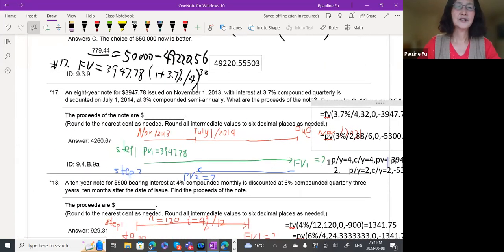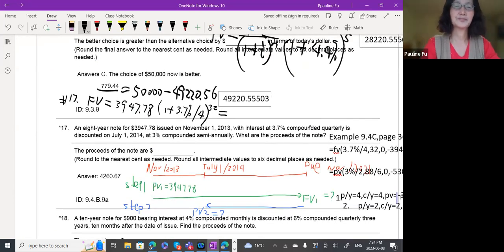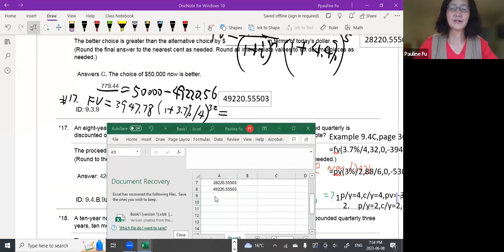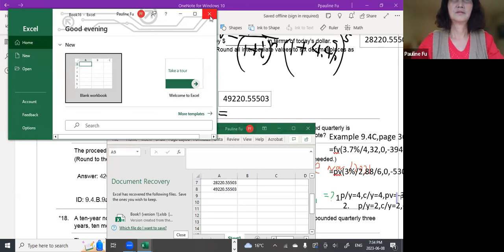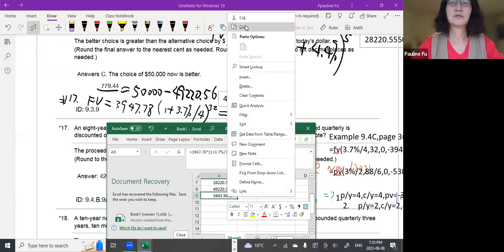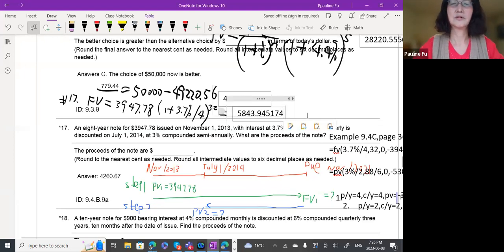Okay. So after that, we use Excel to get this number. So we need to calculate 3,947.78 and bracket 1 plus 3.7% divided by 4 raised to power 32. Okay, and this is the result. This is the future value after 8 years. And then this is step 1. And this number is the future value in step 2.